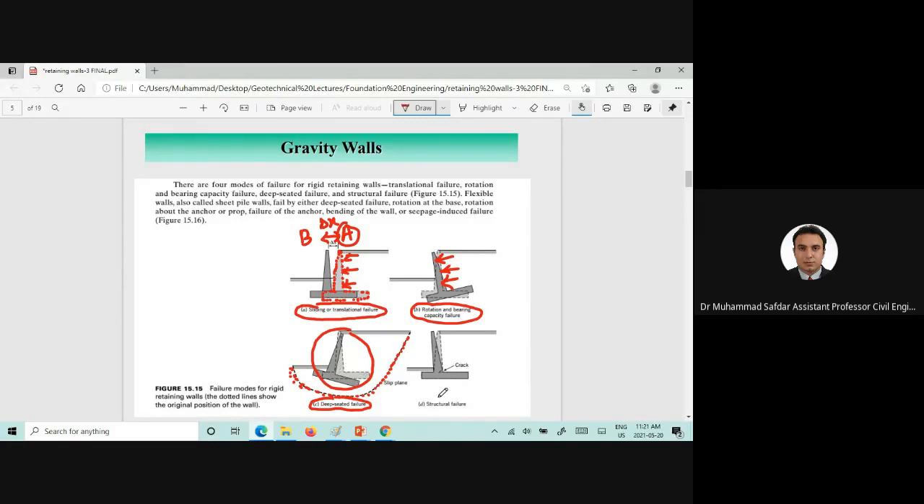The next type of failure mode is the structural failure mode. Now if the lateral pressures are so high, and the tension which is created at the joint of the stem of the retaining wall and the base of the retaining wall, a crack will appear, and this retaining wall will experience a structural failure. So in our today's lecture, we will be focusing on these two modes of failure.